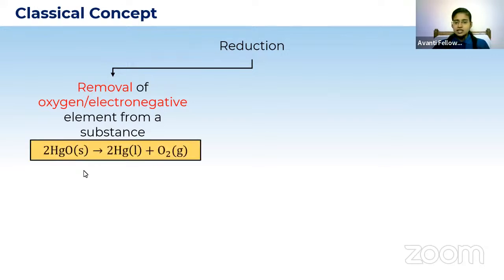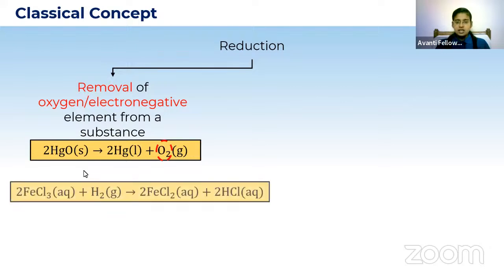HgO is giving Hg plus O2. So initially we have oxygen attached to Hg. Hg is a mercury metal. So in the product side, if you see, we have only mercury. Oxygen has been removed from mercury. Okay, so this is called reduction. Removal of oxygen is called reduction.